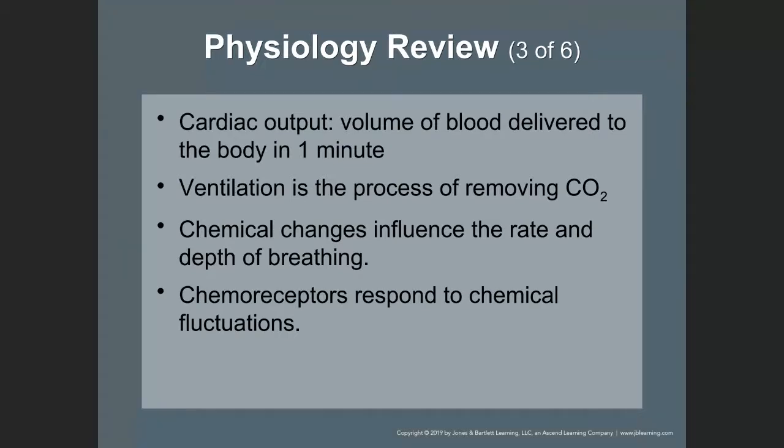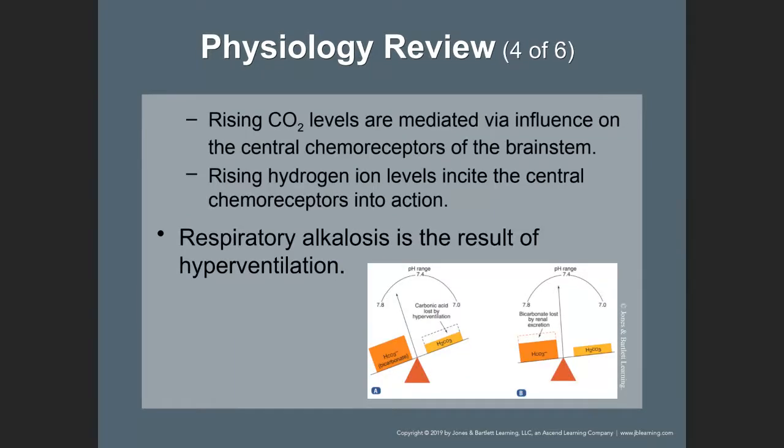Ventilation is a process of removing CO2. Chemical changes influence the rate and depth of breathing. Chemoreceptors respond to chemical fluctuations. Rising CO2 levels are mediated by influence on the central chemoreceptors of the brain stem, which respond to changes in the pH as a result of too much CO2 in the cerebrospinal fluid. Rising hydrogen ion levels spur the central chemoreceptors into action.